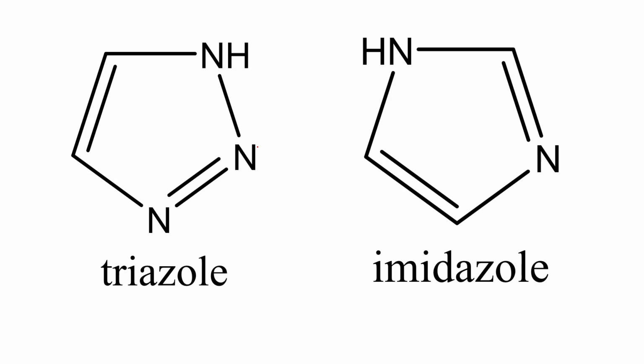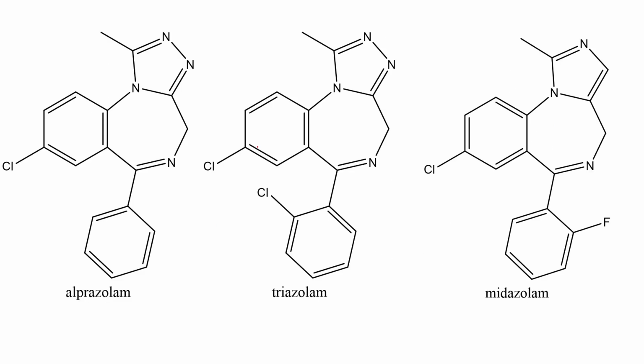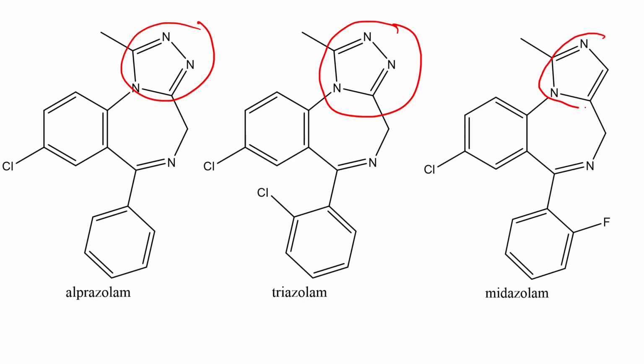And here are some examples of benzodiazepines that have this annulated ring on 1 and 2. So you have alprazolam, triazolam, and midazolam. And that is all the related structure activity relationships for our benzodiazepines.